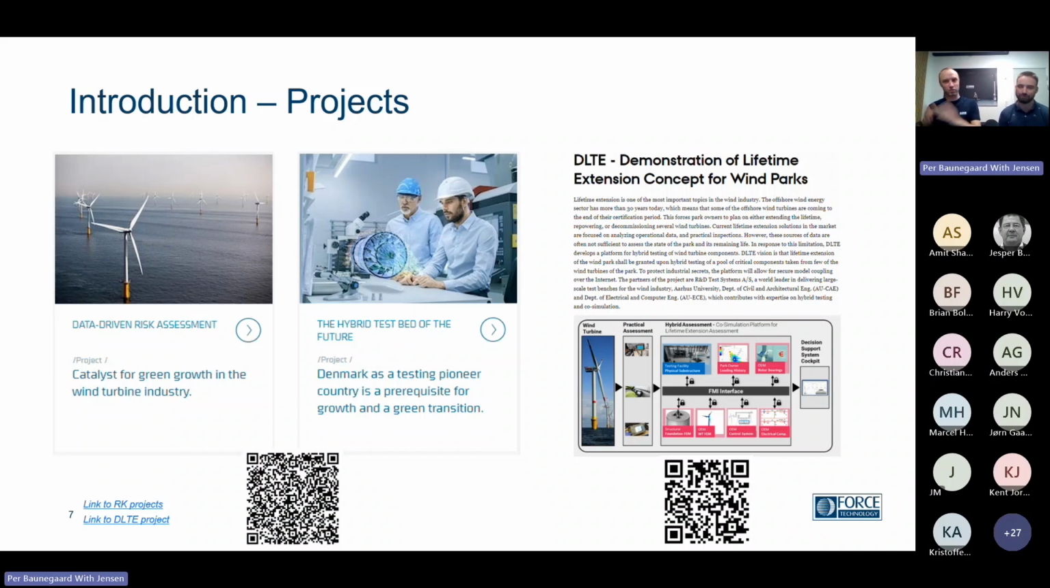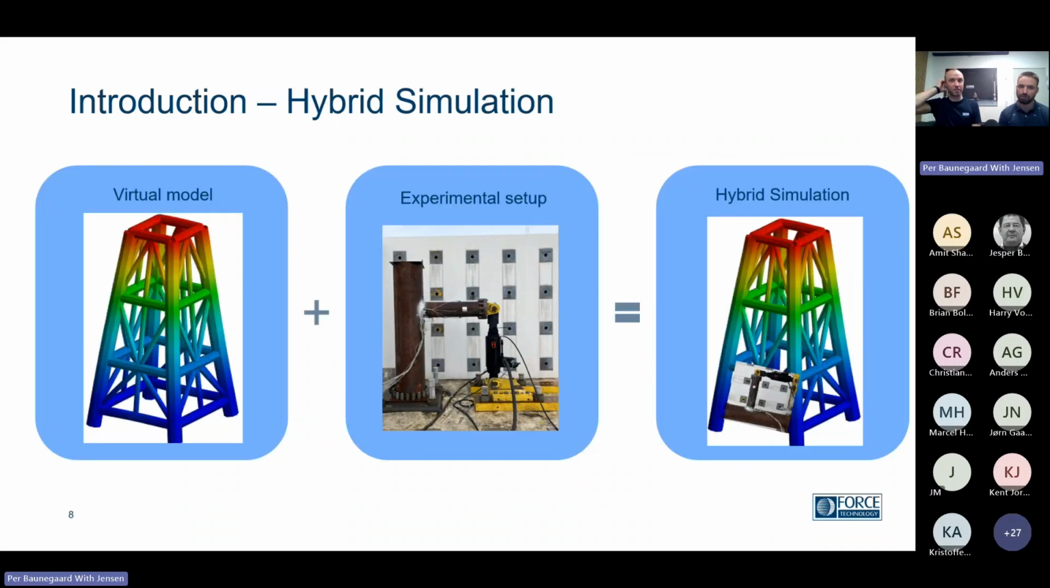And so that was the introduction of us and FORCE, and the projects we were working on. Now we'll switch to today's subject, hybrid simulation.